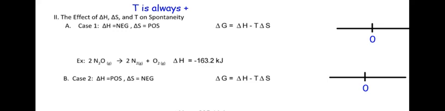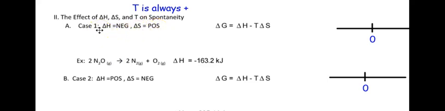Let's see the effect of delta H, delta S, and T on spontaneity. Please know that temperature, because it's in Kelvin, is always going to be a positive number. That's a really important idea when we talk about when delta G is negative and when it's not. So in case number 1, delta H is negative and delta S is positive. So what does that mean?